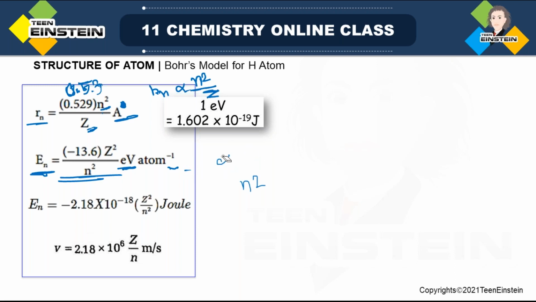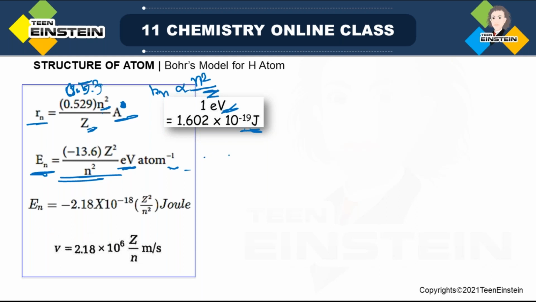And if you want to convert this energy unit to joule, here it is mentioned already that 1 electron volt is equal to 1.602 into 10 to the power minus 19 joule. So in the question, if the final answer is asked in joule unit, then whatever value you are getting in electron volt unit, finally you have to convert to joule unit.